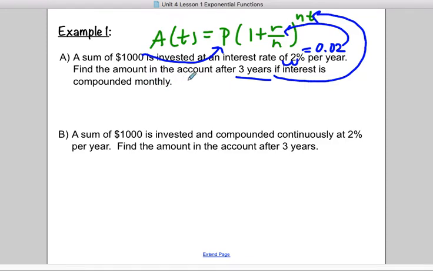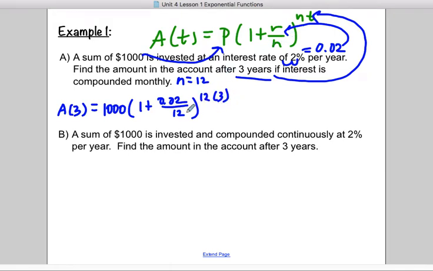And then the last thing, if we're compounded monthly, how many months are in a year? There are 12 months, so that means N is 12. So we're going to plug all of this in. So A of T, technically we're plugging in T. A of T is 3. So A of 3 equals our 1,000, 1 plus 0.02 divided by 12, all to the N, 12 times our T, which is 3.